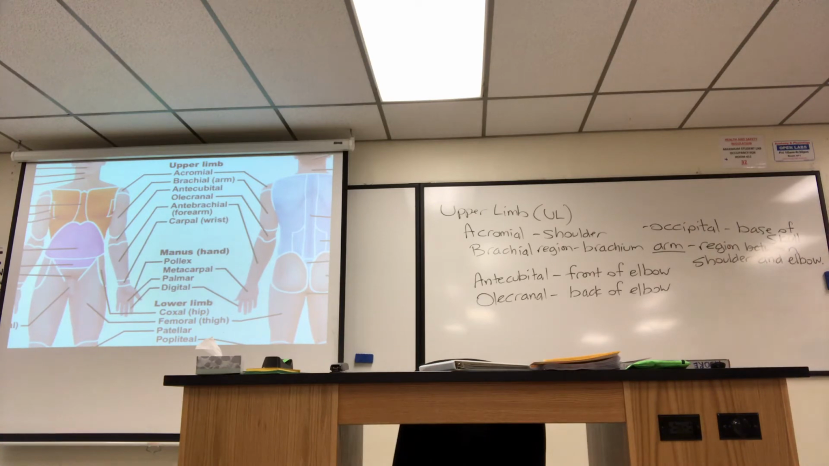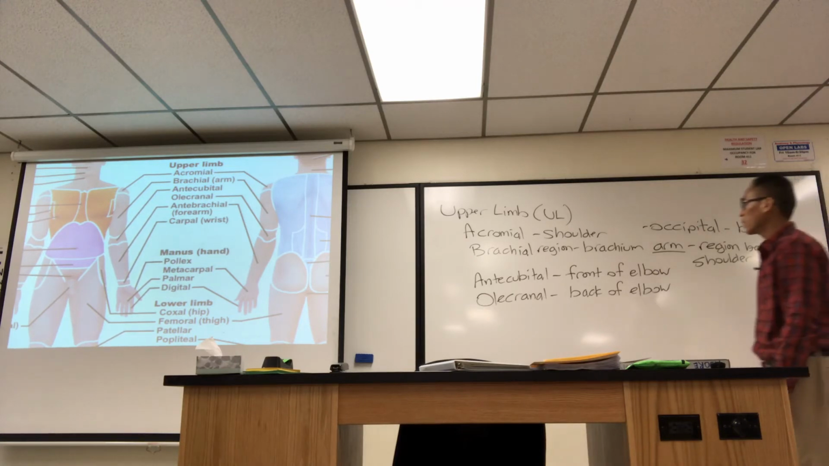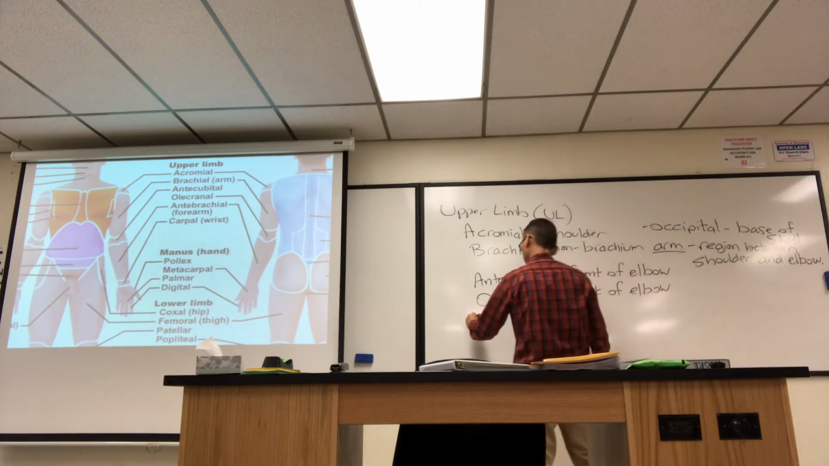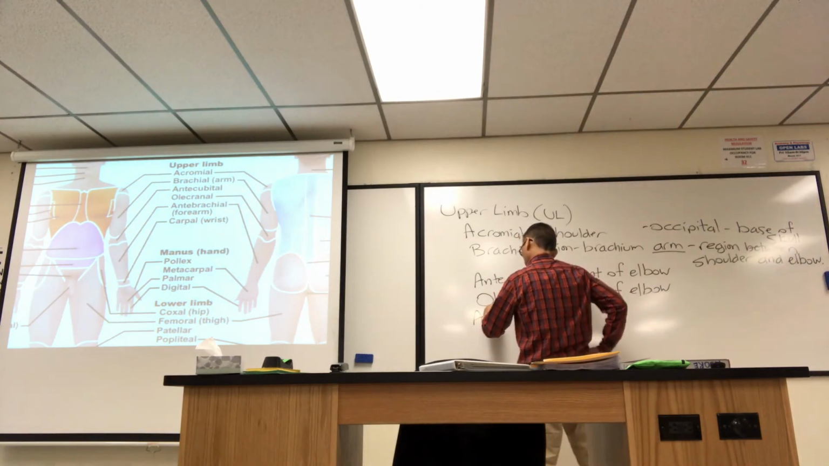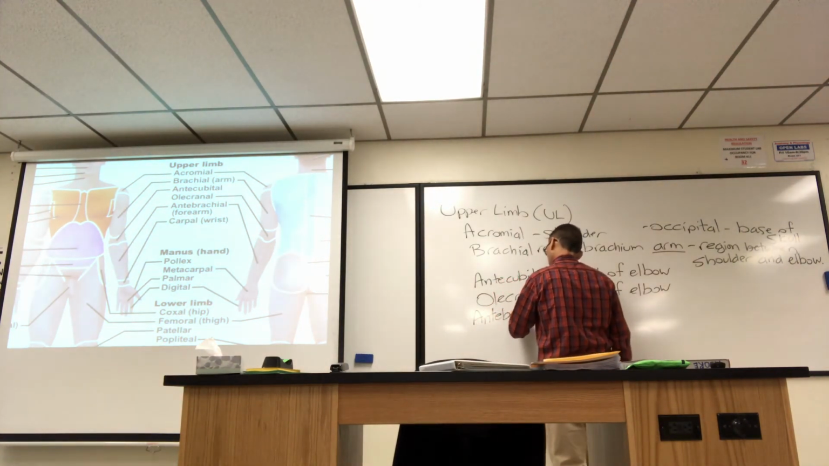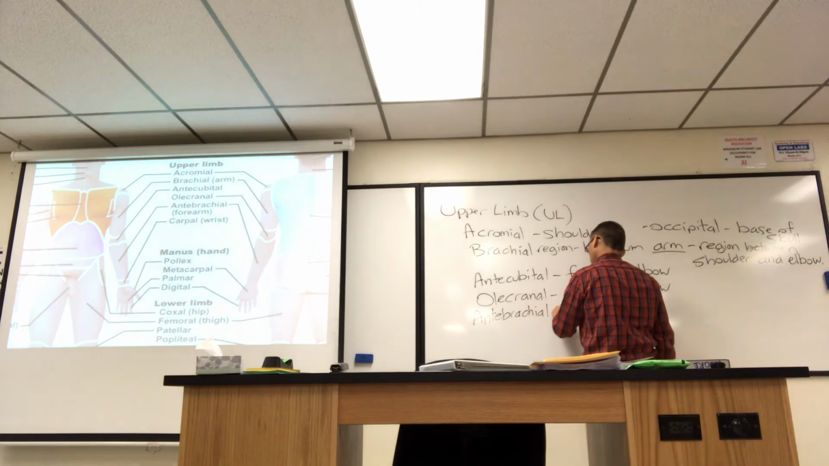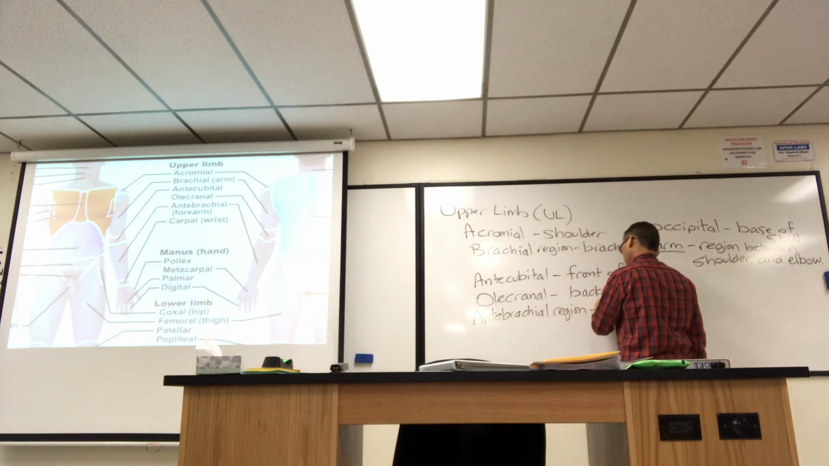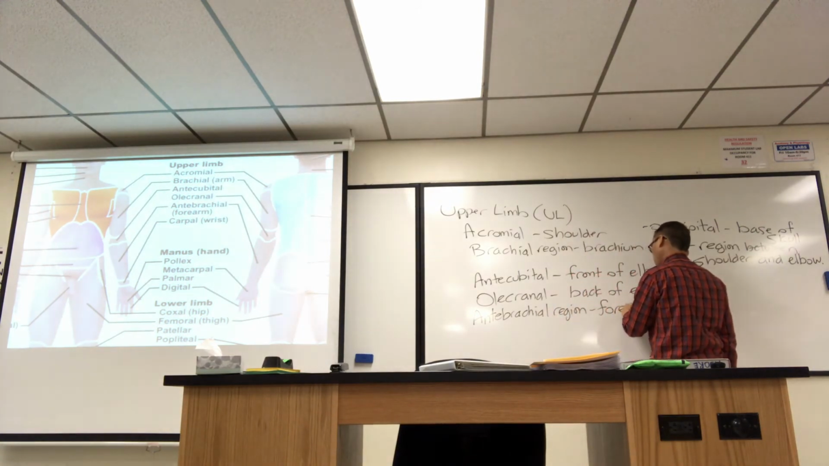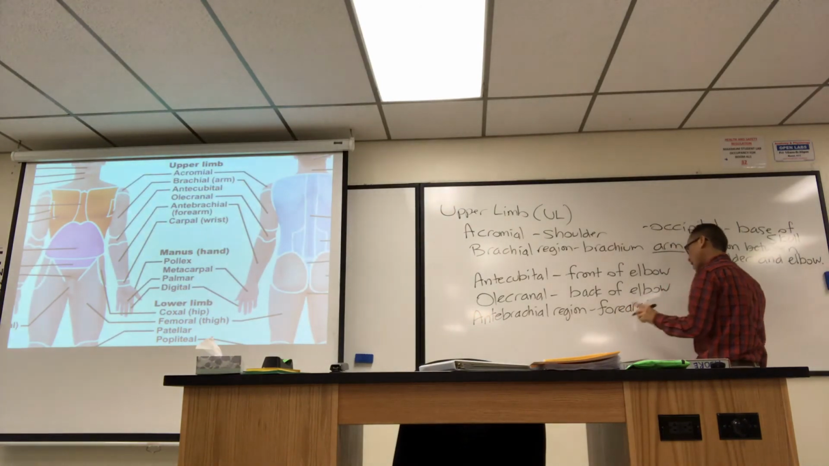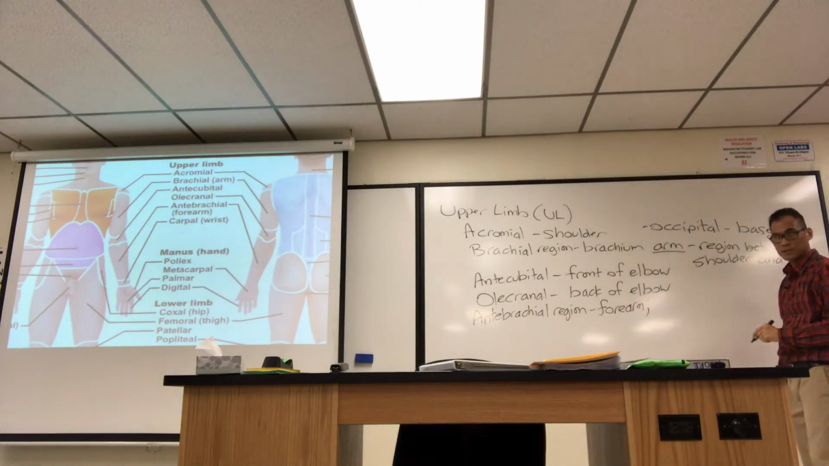Okay, distal to the elbow is the forearm, and the forearm word for anatomy is antebrachial. Forearm. In anatomy, that's the region between elbow and wrist.